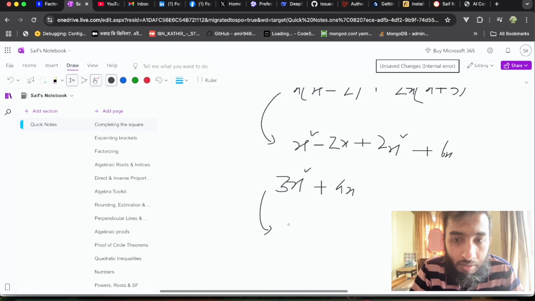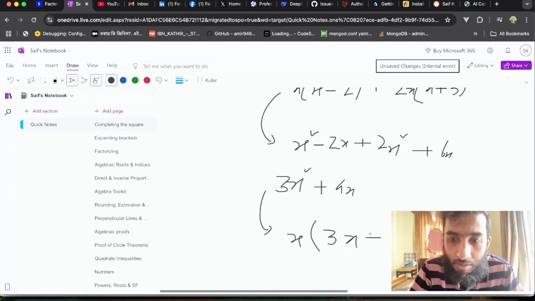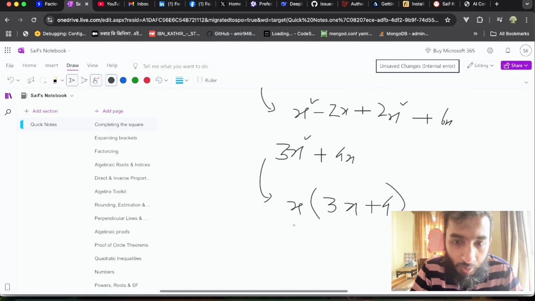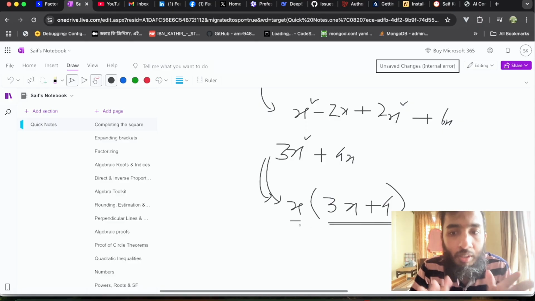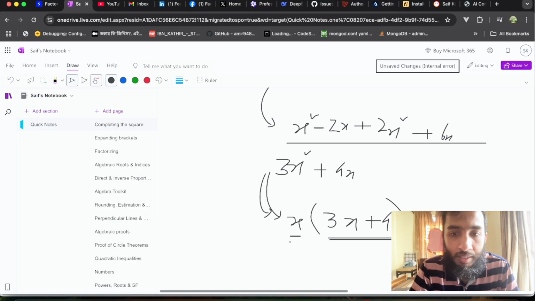We can take x as common. So what do we get? x multiplied by thrice x plus 4. This is the product of two expressions, x and thrice x plus 4. So we have factorized this expression into a product of two expressions, x multiplied by thrice x plus 4. This is how you can first expand the expression and then factorize and simplify it.